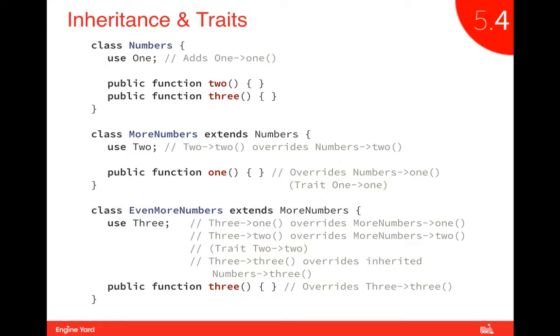Now, if you did a literal copy and paste, and this is the one exception, you can't have two methods with the same name in a class, right? With traits, it will just override it as if it were inherited. So that's the one weak point of the literal copy and paste.